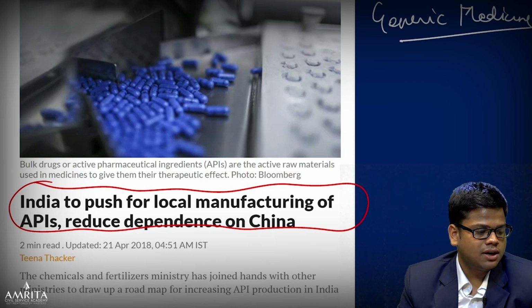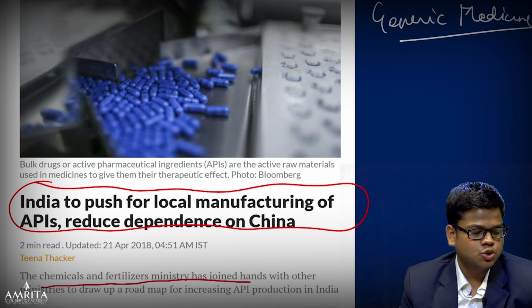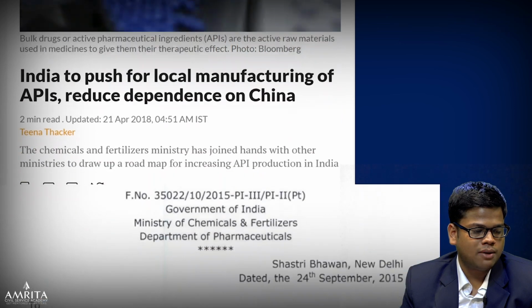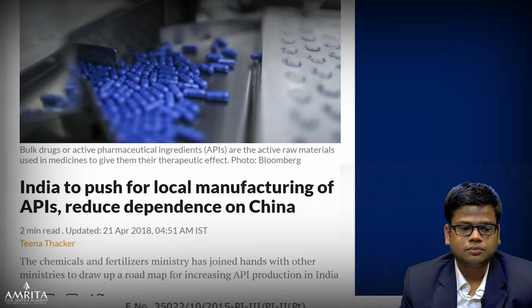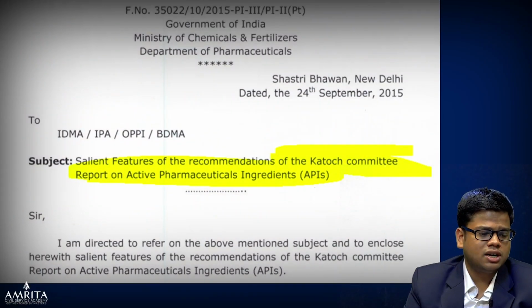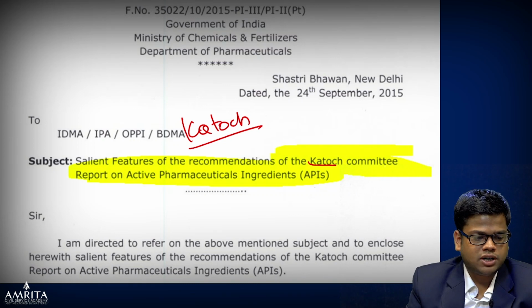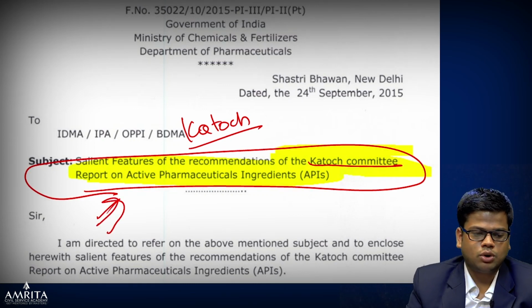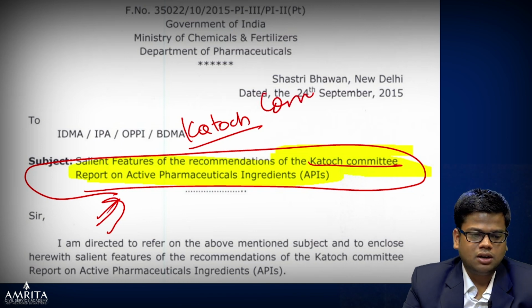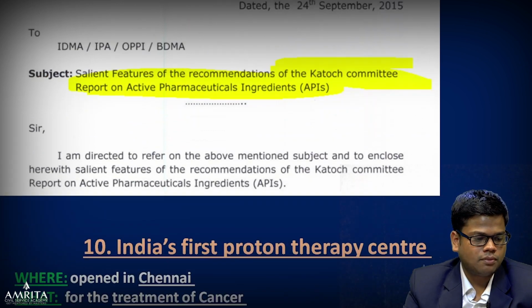So, okay, the chemical and fertilizer ministry has joined hands with the other ministry to draw up a roadmap for increasing the production of API. For that purpose, a committee was set up, that is the Katoch committee. The Katoch committee was set up, right? And still their recommendations are pending with the ministry. Okay, so just remember the Katoch committee for the API.